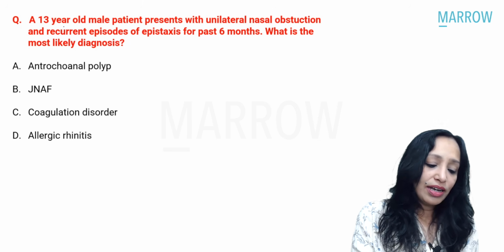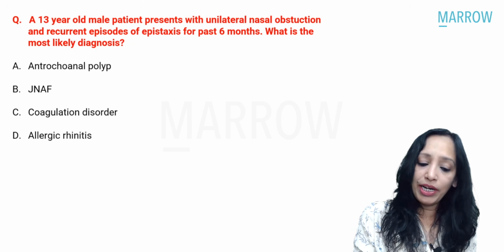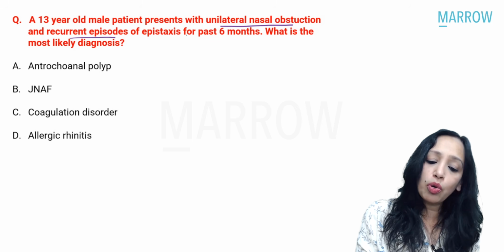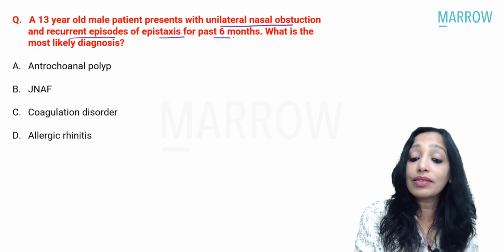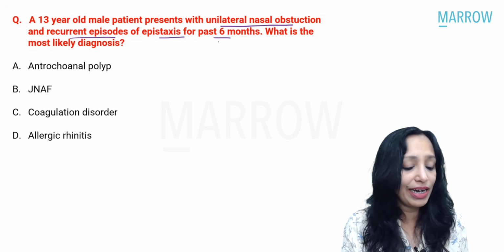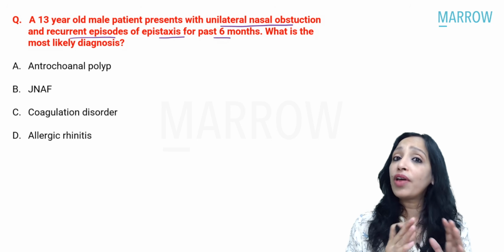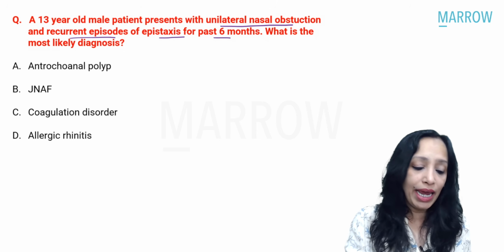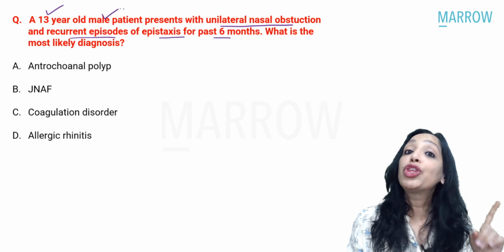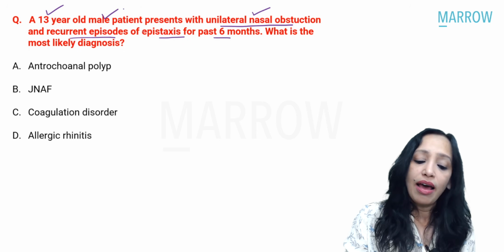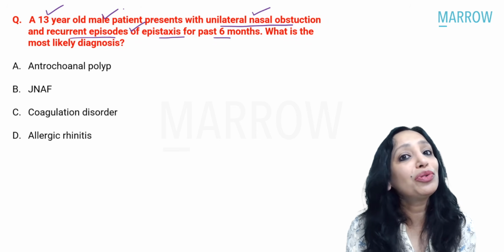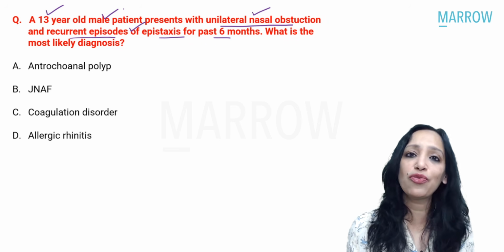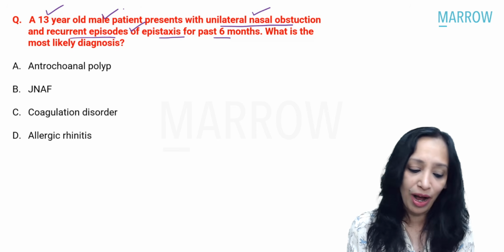The next question: a 13-year-old male patient presents with unilateral nasal obstruction with recurrent episodes of epistaxis for the past 6 months. What is the most likely diagnosis? So again, this is a very straightforward question. A pubertal male with unilateral nasal obstruction and recurrent epistaxis. What do we have to rule out? A repeated question. Yes, this is juvenile nasopharyngeal angiofibroma.